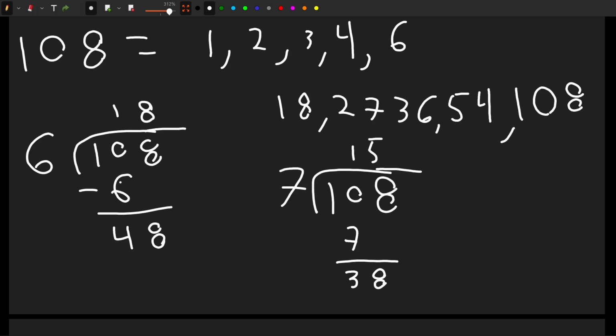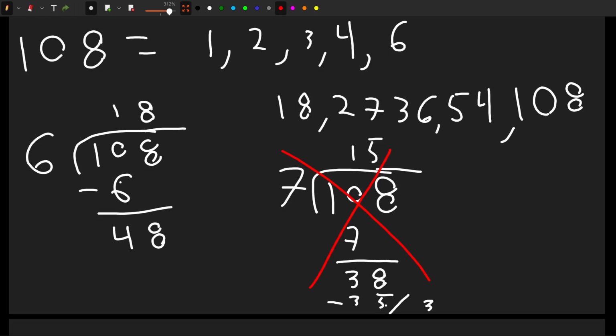38 goes in 5 times, but we end up... I'm going to put that down there, but I'm going to run out of room. We're going to be left with a remainder of 3, so that's not going to work. So it's not divisible by 7.